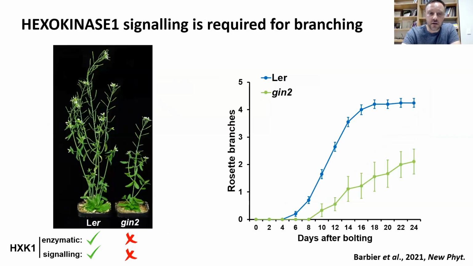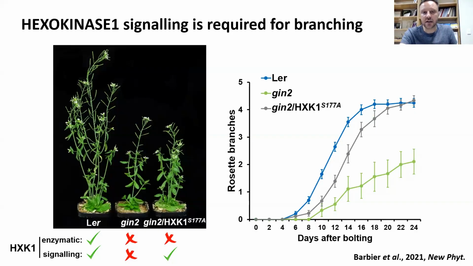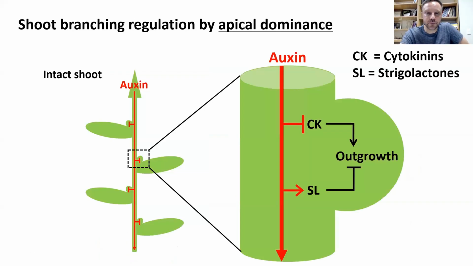And to show that hexokinase was involved in a signaling manner, here we complemented gin2 with a hexokinase which has a point mutation, which makes it unable to phosphorylate glucose, but it still retains its signaling activity. And when we complemented gin2 with this hexokinase, we could see that most of the branching phenotype was restored, showing at the genetic level that hexokinase was involved in a signaling manner in this process.